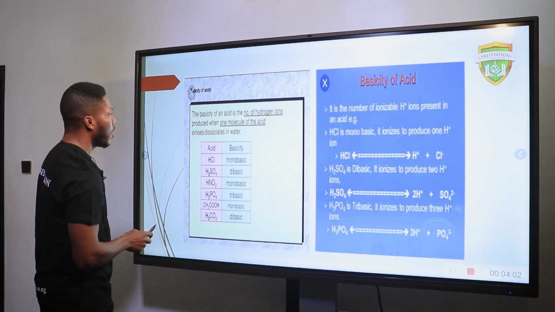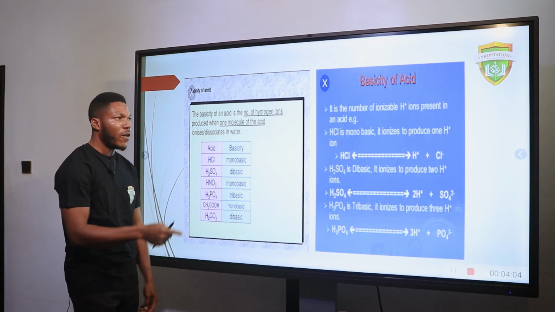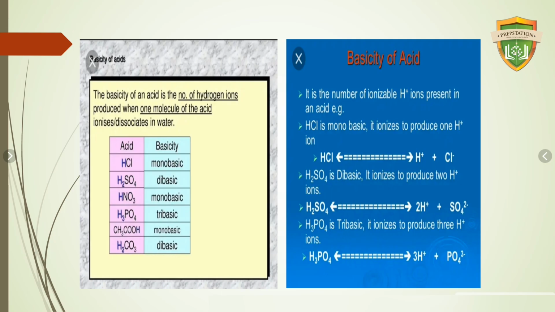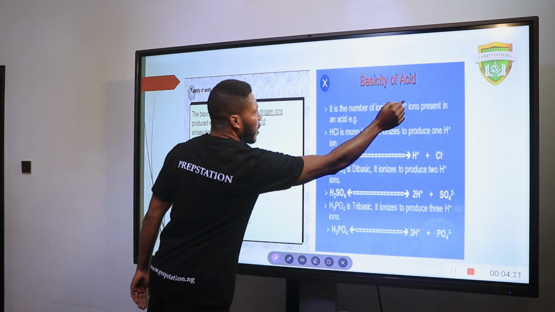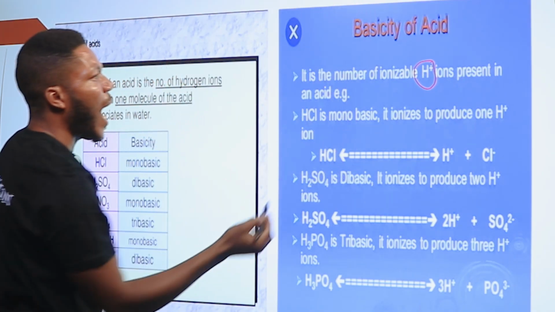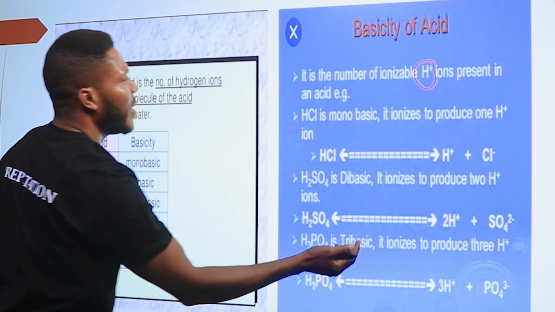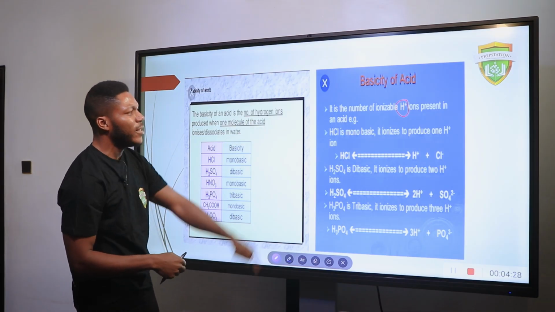That takes us to what we call the basicity of an acid. What does that mean? It means the number of hydrogen ions present in a molecule of an acid. Whenever an acid ionizes, dissociates when dissolved in water, how many H plus ions are present from that acid is called the basicity of that acid.